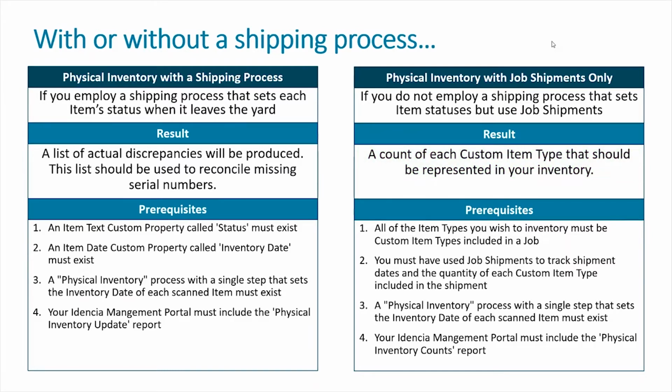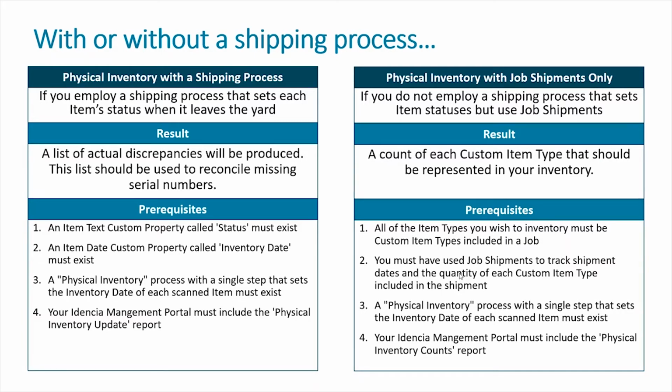The prerequisites to the second type, if you're using job shipments, are that all of the item types you want to inventory have to be custom item types in a job. It's not going to work for stock. So you have to use job shipments to track the quantity of each item type included in the shipment. You need a physical inventory process that sets the inventory date. And then your Identia management portal needs the physical inventory counts report. Again, if you need help getting any of that set up, we'd be more than happy to schedule some time to do that for you.